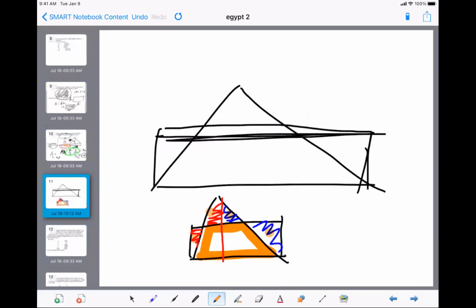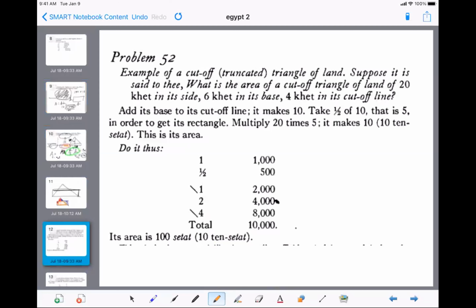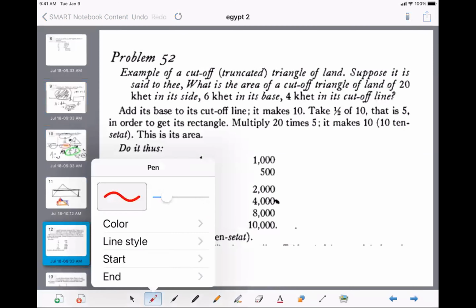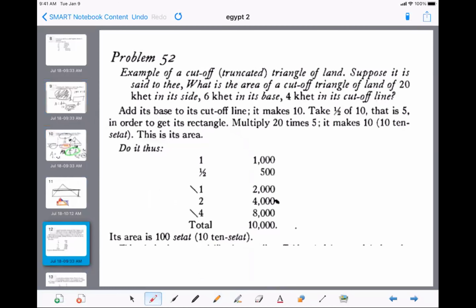Cool. Question number 52 in the Rhind Papyrus shows that they talked about what they called a cutoff, truncated triangle of land. Well, that is their way of describing a trapezoid.